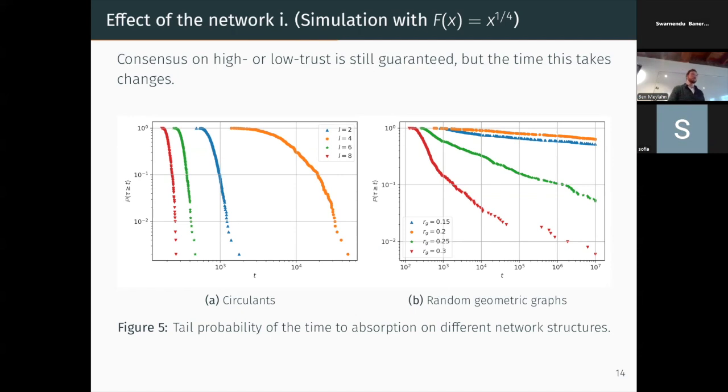So on the left, we have circulants. That's a regular graph. You just put all your agents on a circle, and you connect, for these blue triangles, my right and left neighbors. For the orange circle, I will connect also to the next one, so 4 nearest neighbors, and so on. That's the circulant. And then the random geometric graph, I just pepper my agents onto the square, and then I will draw a radius around each agent of different sizes. And if the other agents fall within that radius, I will connect to them, right? But we restrict ourselves to connected random geometric graphs, just so that we don't have to study what's happening in different components.